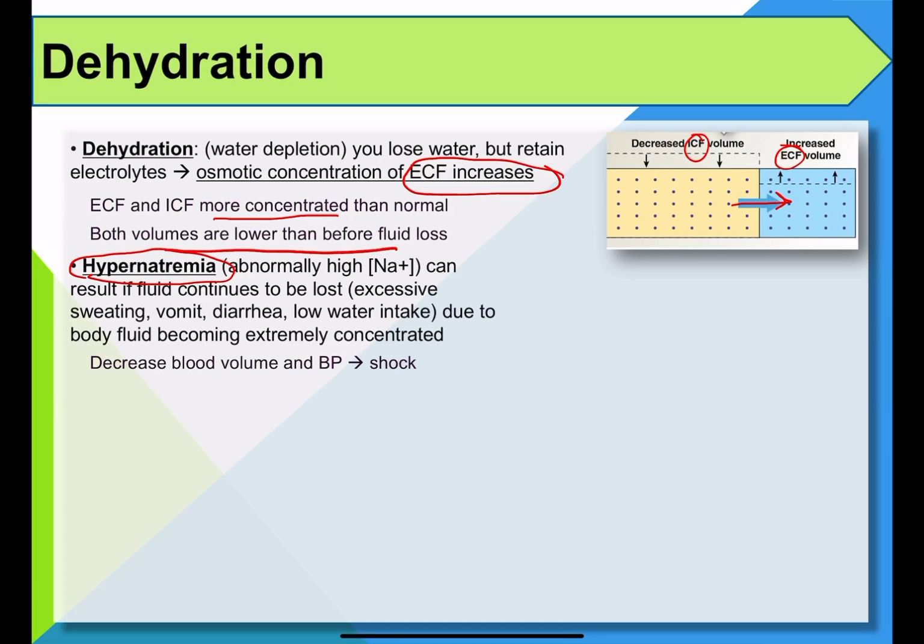And the lower body fluids means lower blood volume, and as a result, lower blood pressure, okay? And this lower blood pressure, if not fixed soon, can get dangerous because it can lead to shock, okay? Meaning that the body is in critical condition and it is not getting enough oxygen. That's what going into shock means, okay?